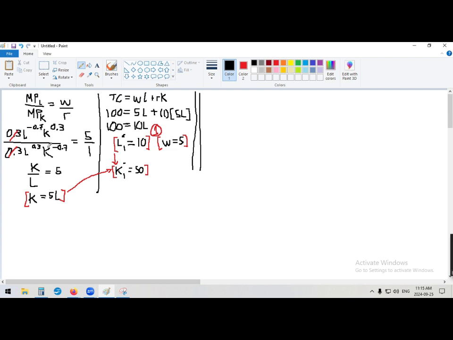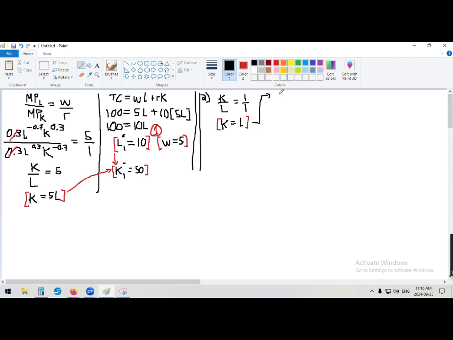So when we do this part here, the MPL over MPK part, it's going to be the same on the left-hand side. So we're going to have just K over L. And then here on the right-hand side, it's going to be W over R, which is 1 over 1. So now the tangency condition changes to just be K equals L. And then we'll take that and we'll plug it into the same total cost equation.